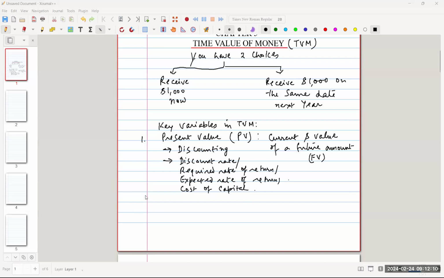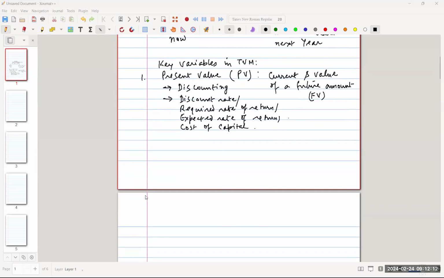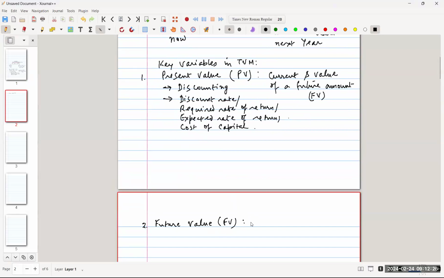Then the second key variable, just like we have present value, we will have a future value item. We will call it FV. And just like we defined the present value.